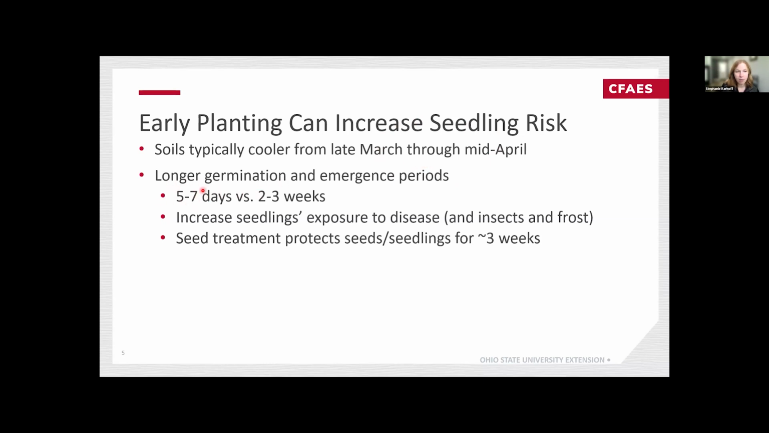So we could go from a typical 5 to 7 day emergence window all the way to about 2 to 3 weeks. So that's going to increase the amount of time that those seedlings are exposed to those different stresses.